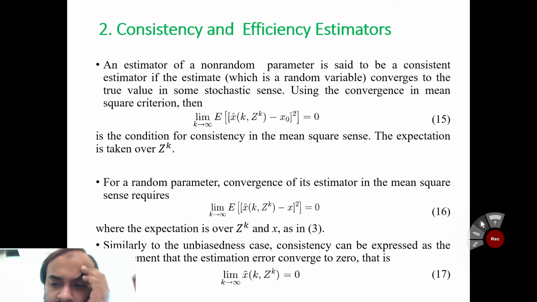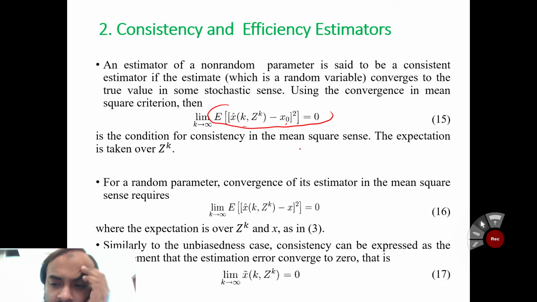Now, consistency and efficiency of the estimator. An estimator of a non-random parameter is said to be a consistent estimator if the estimate, which is a random variable, converges to the true value in some stochastic sense. It means the estimator is said to be consistent if the estimate of the state meets or converges at the true value. So if the difference between the expected value of the estimator and the true value must be equal to zero, this equation says that the convergence must meet at the same point.